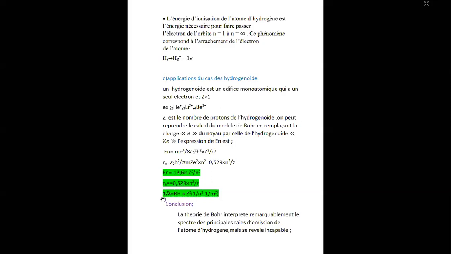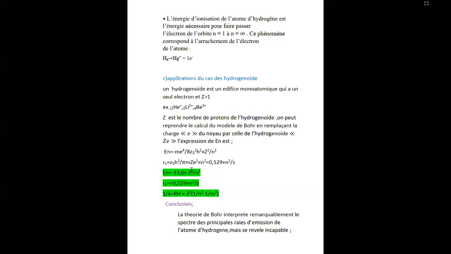Then if you want to calculate using the Rydberg constant, you also replace by Z squared. So it will always be replaced by Z squared. If it's hydrogen, the formula is just the same, but where there's one, they replace it by Z squared. That's how you should do it: where there's one, replace it with Z squared.